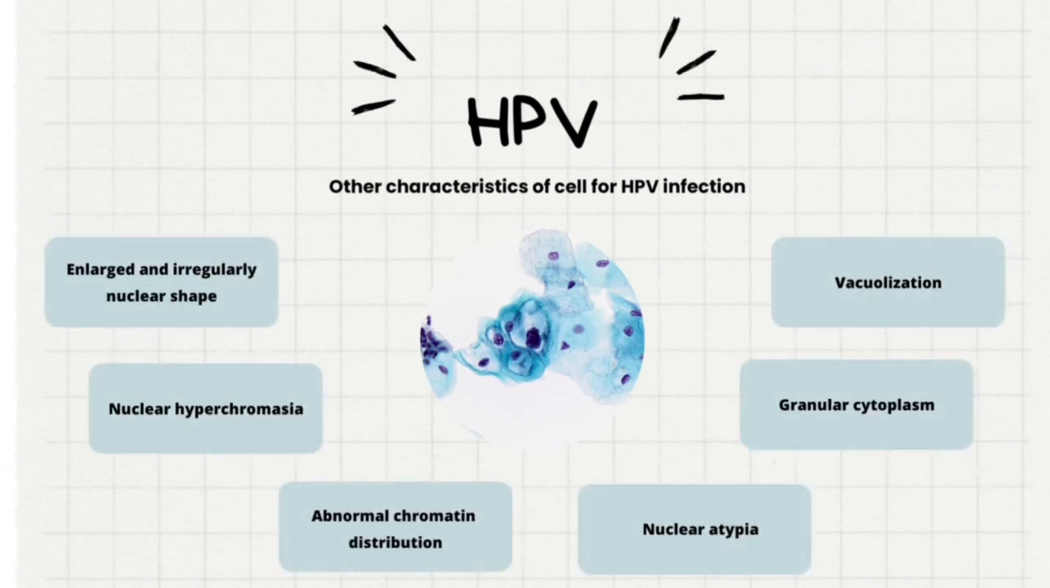The other cell characteristics of HPV infection are enlarged and irregular nuclear shape, nuclear hyperchromasia, abnormal chromatin distribution, nuclear atypia, granular cytoplasm, and vacuolization.